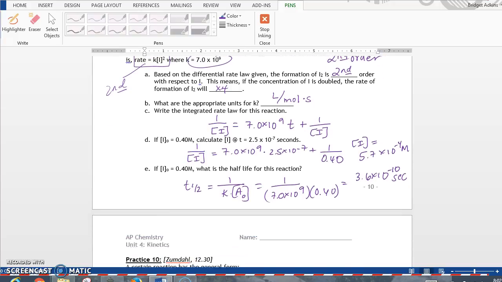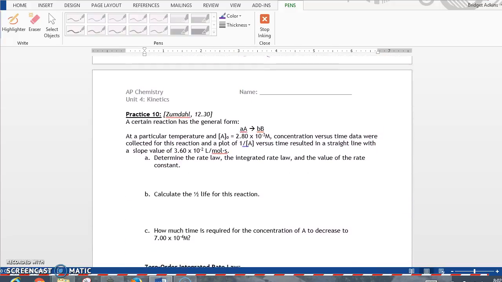All right, moving on to practice 10. It says a certain reaction has the general form A forming B. At a particular temperature, A naught is given. Concentration versus time data were collected for this reaction, and a plot of 1 over A versus time resulted in a straight line. Again, if you're looking at that and you're not familiar with kinetics, you're kind of like, so what? But what they've told you is that when they plotted 1 over A on the Y and time on the X, they got a straight line, and then the value of the slope is equal to 3.6 times 10 to the negative 2.